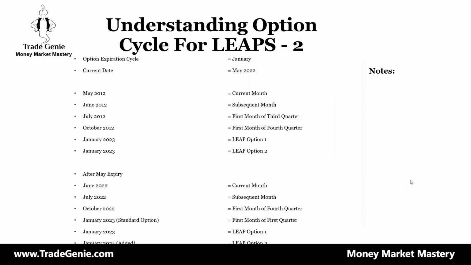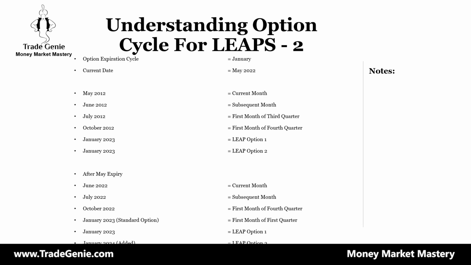So understanding LEAP options. The LEAP is a little complicated because of all this option expiry cycle, so I will try to explain it to you. For the option expiration cycle, let's say the stock belongs to the January cycle, which is the first month of the year, the first month of the first quarter. Let's say today's date is May 2022. What we know is that each option must have 4 expiries: the current month, the subsequent month, and 2 more months.